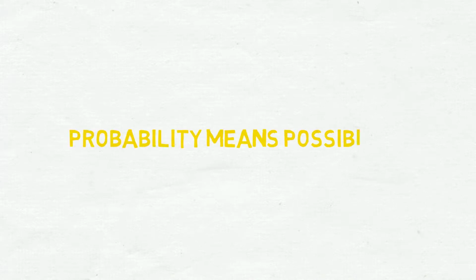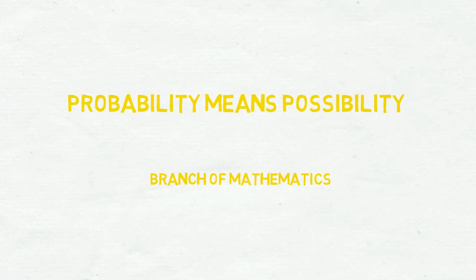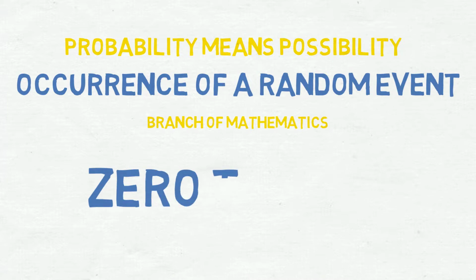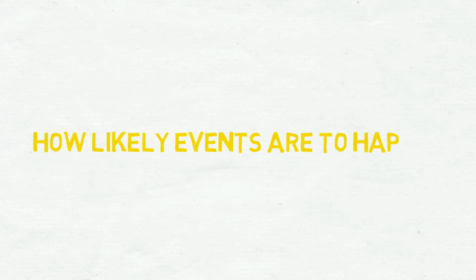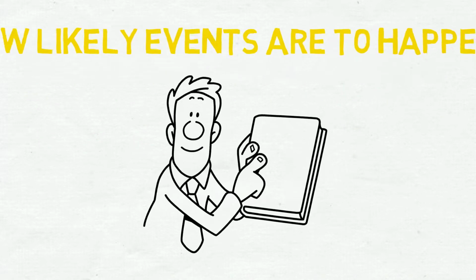Probability means possibility. It is a branch of mathematics that deals with the occurrence of a random event. The value is expressed from 0 to 1. Probability has been introduced in math to predict how likely events are to happen. The meaning of probability is basically the extent to which something is likely to happen.